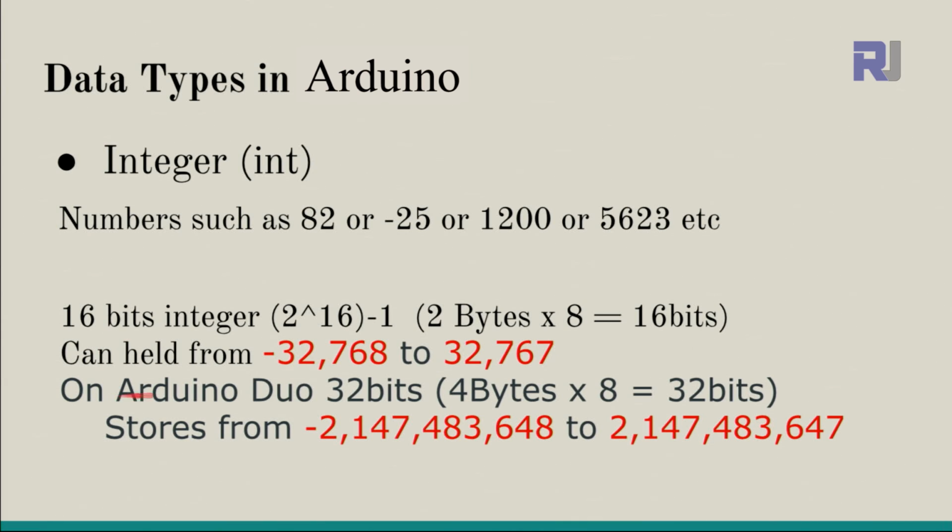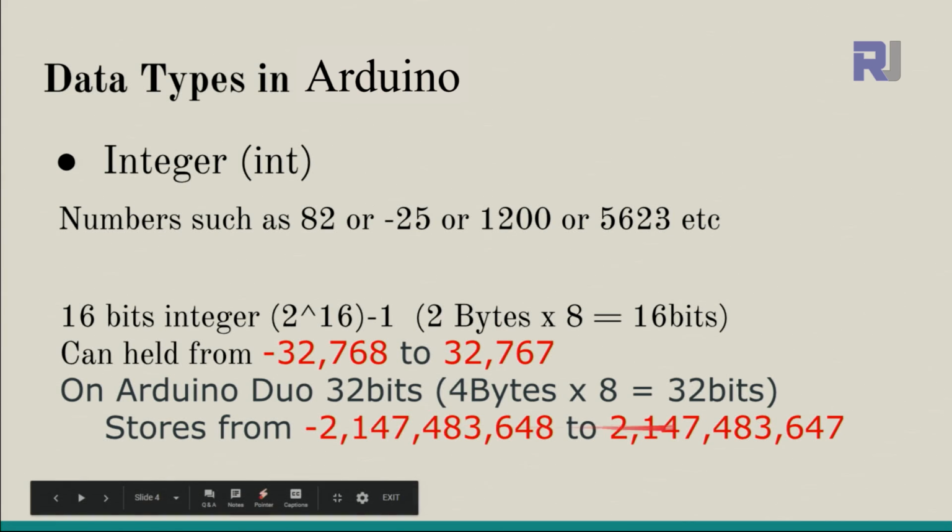And if you're using Arduino Due, instead of 16 bits, we will have 32 bits, which is 4 times 8. So in Arduino Due, we can store 4 bytes versus Arduino Uno, which stores 2 bytes. And the value that you can store is very large because the number of bits will be larger.